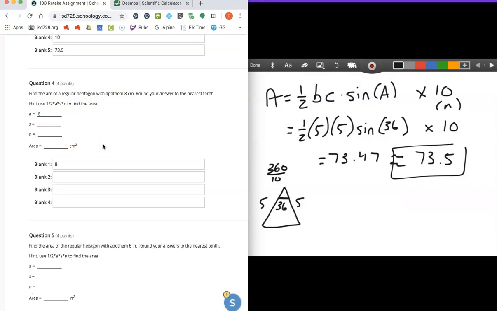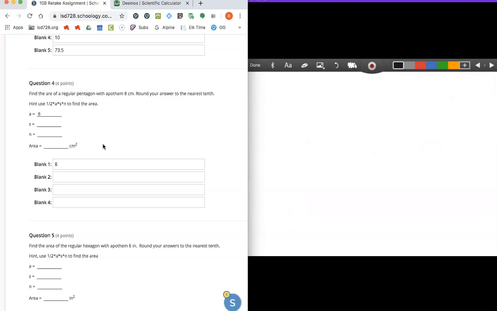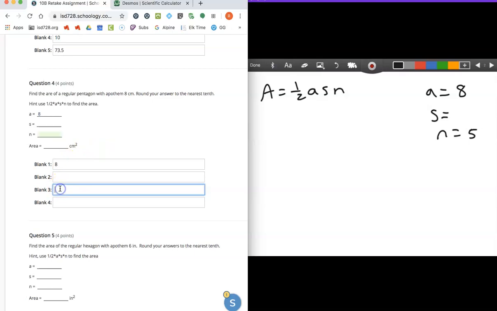So I'm going to get rid of this because that's not going to be the way we want to do this anymore. So we're going to do the 1/2 ASN formula. We know that A is 8. We don't know S. We know that N, since we have a pentagon, is 5. So let me put that one in too. So we got to figure out the side length. And then once we know the side length, we know this formula gives us this answer. So what we showed you this half of the chapter was how to use trig to figure this out.